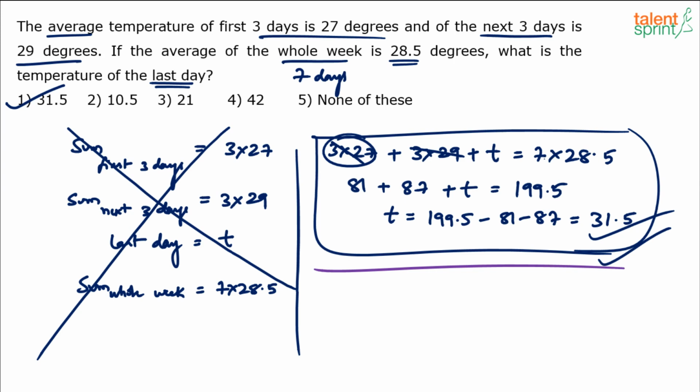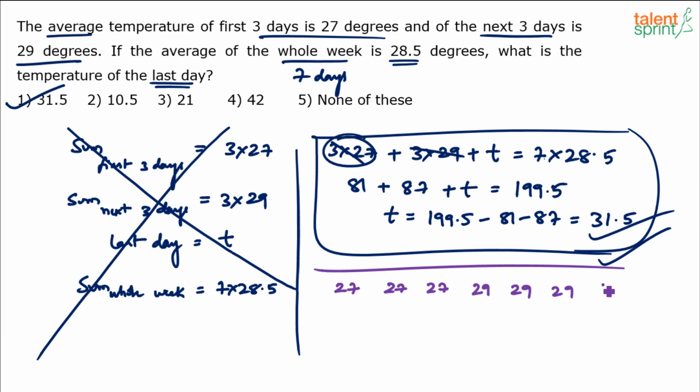See, simple point. There are 7 days, right? Only for the sake of understanding, I'm writing it here. You did not do any paperwork. The average temperature of the first 3 days is 27. So can you say the first day's temperature was 27, the second day's was 27, the third day's was also 27? Assume. It need not be 27 each day, but equal distribution. So Monday, Tuesday, Wednesday, it was 27 degrees. Next 3 days, it was 29 degrees. So Thursday was 29, Friday was 29, Saturday was also 29.